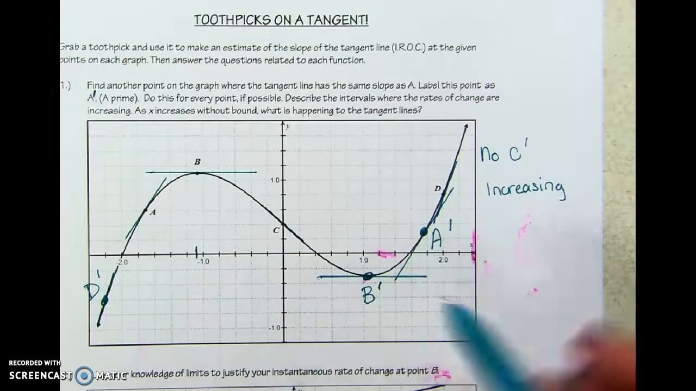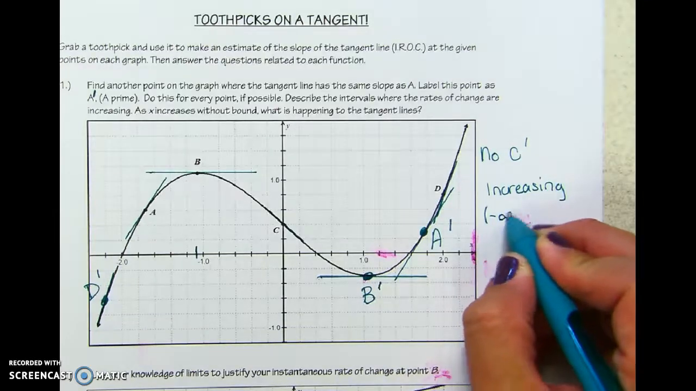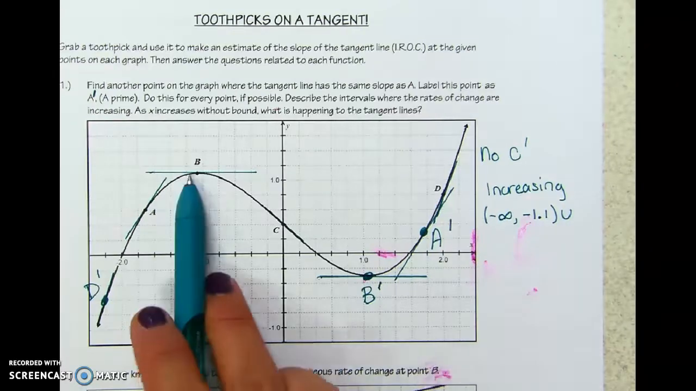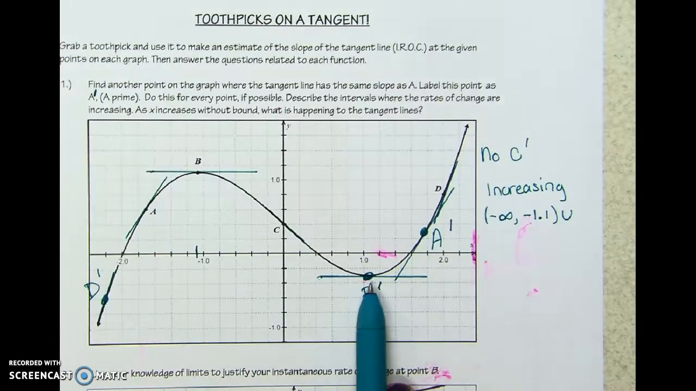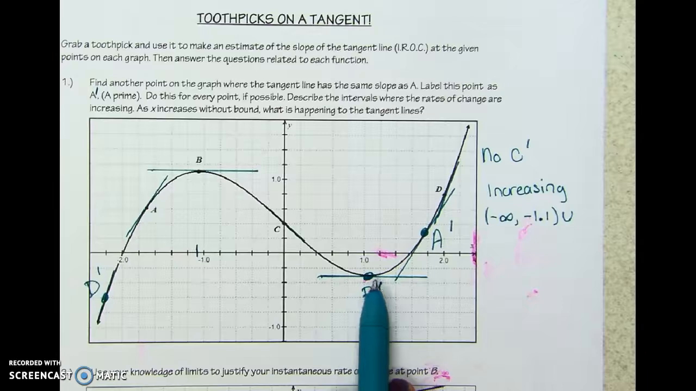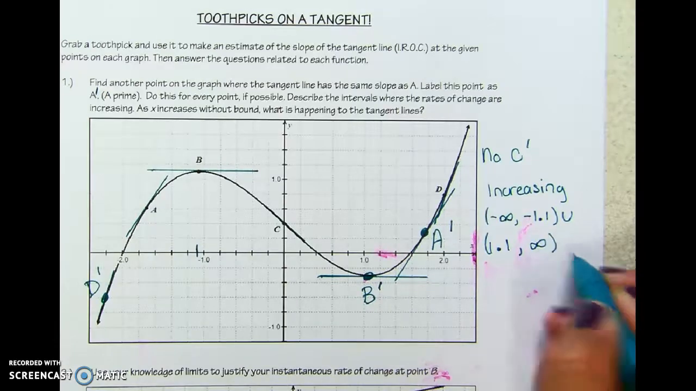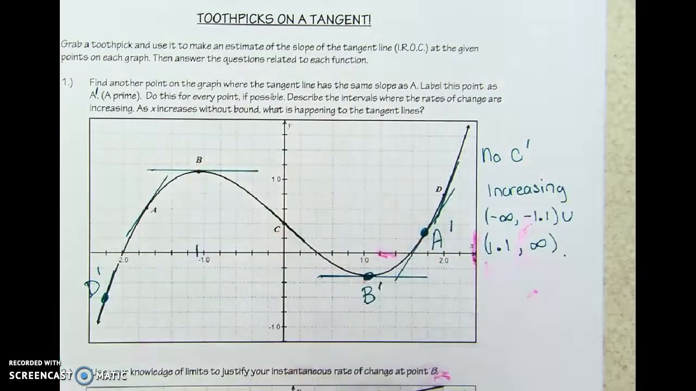1.24610, so 1.1. So it's increasing from negative infinity to negative 1.1. And then from B to B prime, it's decreasing. And then it's increasing from B prime to infinity, which is about 1.1 here. So I'm trying to answer these questions.